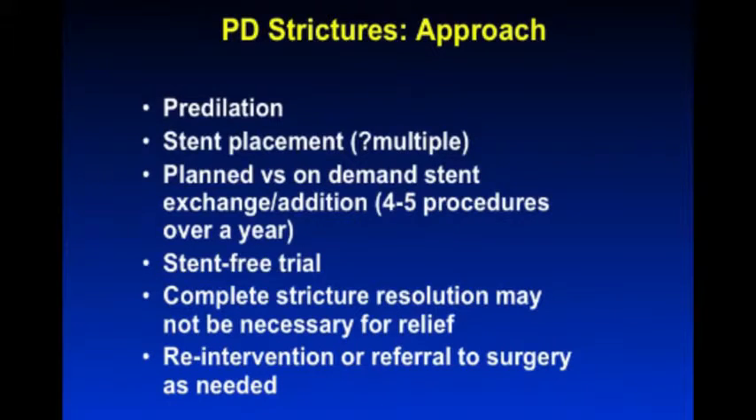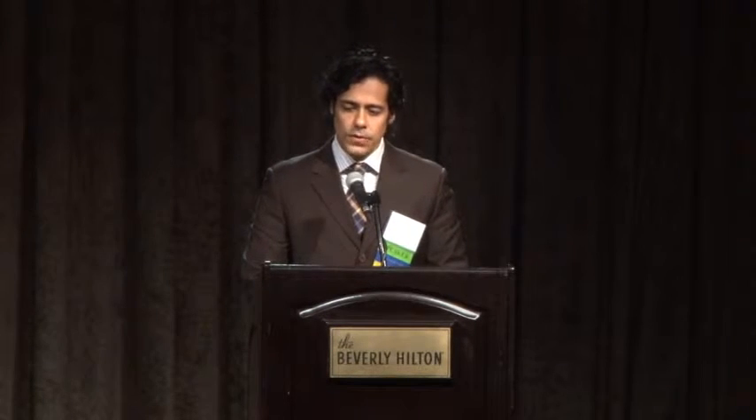The approach is usually pre-dilation, either with a balloon or with catheter-based tapered dilators. Raman has a nice technique of screw dilating strictures and coring them out, which works. And then stent placement. Some would argue for multiple stent placements, similar to the approach for OLT strictures, and then at some point exchanging or adding stents over a period of a year. Typically, the conversation to have with these patients is that you can expect to have several procedures over the course of a year. This is not a one-and-done type of deal.